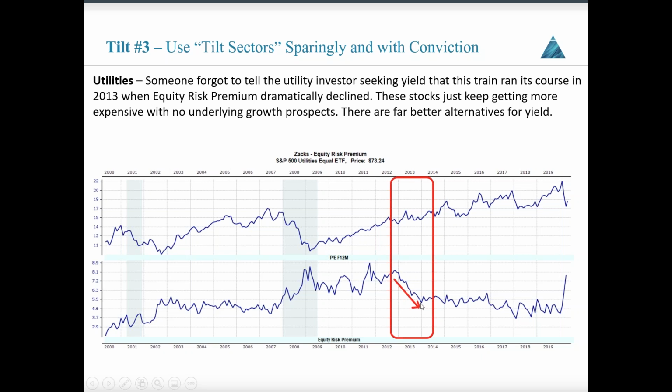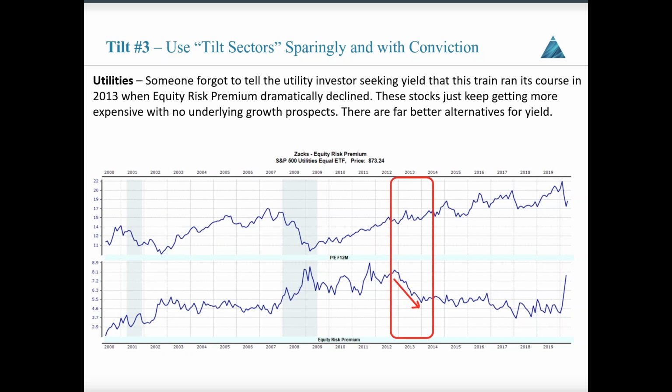We had a real precipitous decline in equity risk premium here, and the forward multiple for the utilities literally just kept escalating. And there's literally no growth. You're looking at a little bit better than GDP growth in some cases. I can do a full utility analysis for anybody that's got exposure. Just reach out to me, and we can look at your holdings. There are far better alternatives for yield, and that's something that we can certainly take offline. Just be careful with utilities.